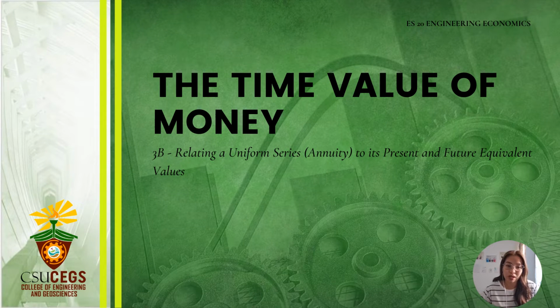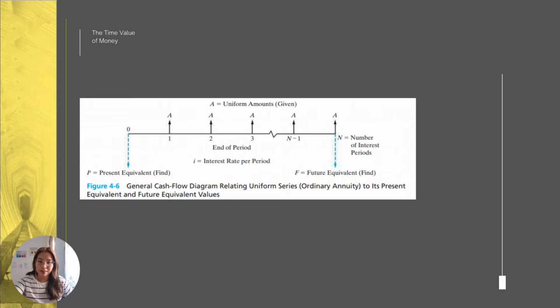we will be discussing relating a uniform series, or annuity, as we call it, to its present and future equivalent values. So this figure shows a general cash flow diagram which we have discussed in our previous topic. This involves a series of uniform or equal receipts, each of amount A, occurring at the end of every period.